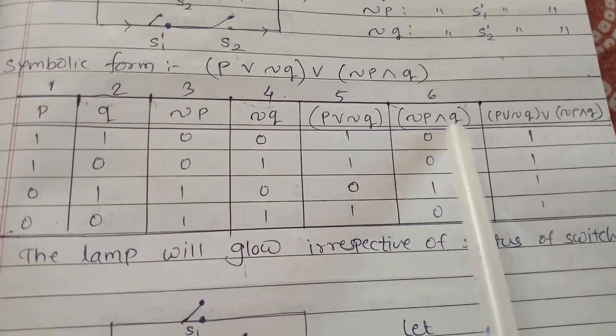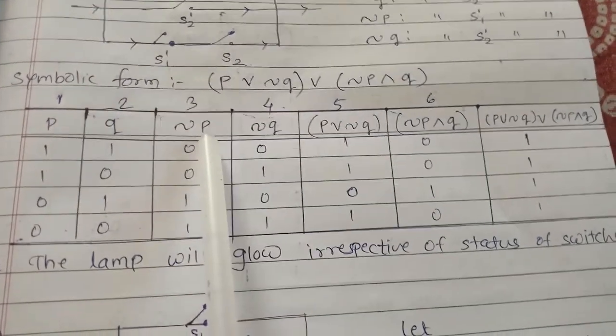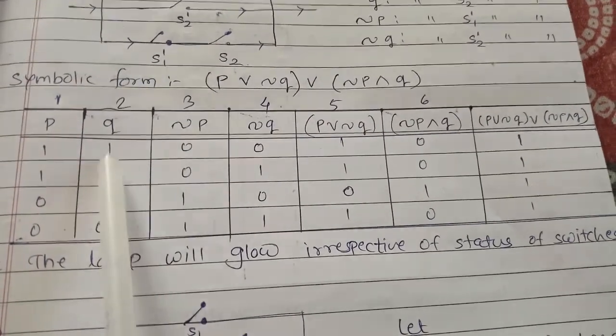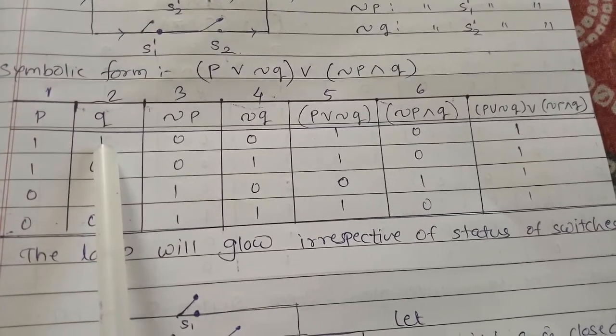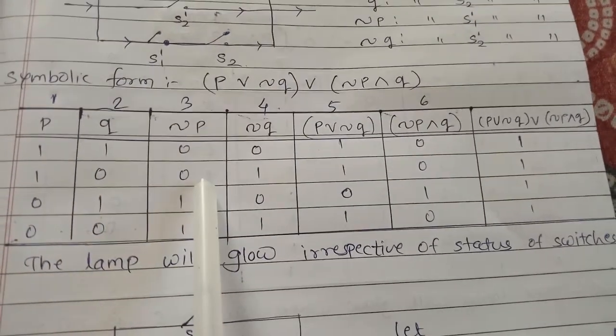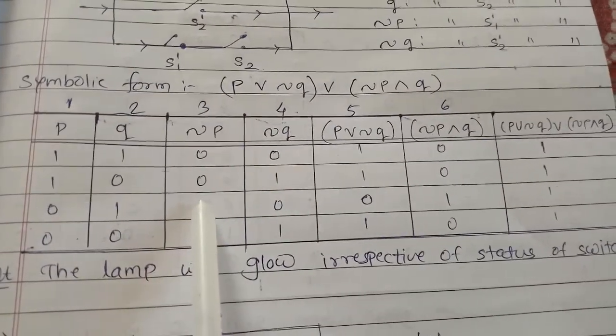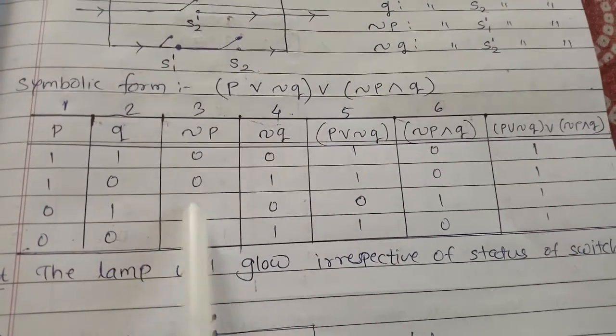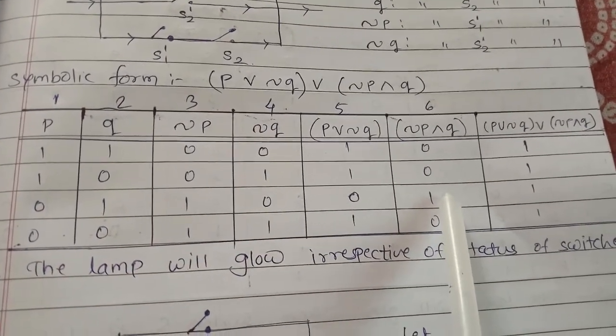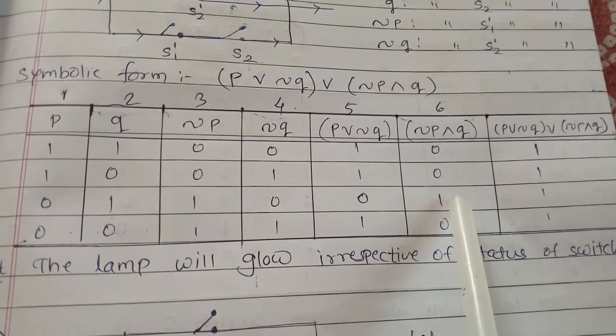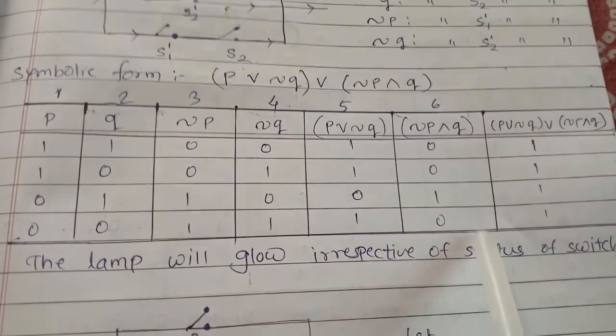Next negation P conjunction Q. See negation P and conjunction Q. So we have to take the conjunction between 3 and 2, third column and 2 column. Now see the rule for the conjunction. Again, if both the statements are true, then it is true, otherwise it is false. So for true we can write here 1, and the false, that is 0 0 0.